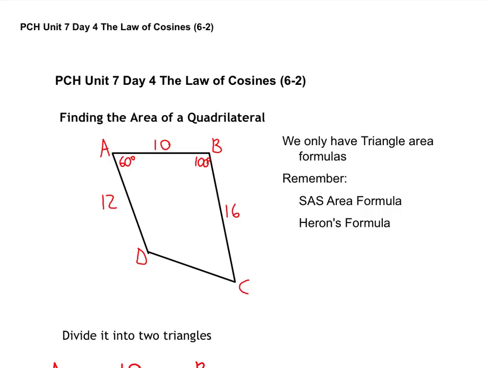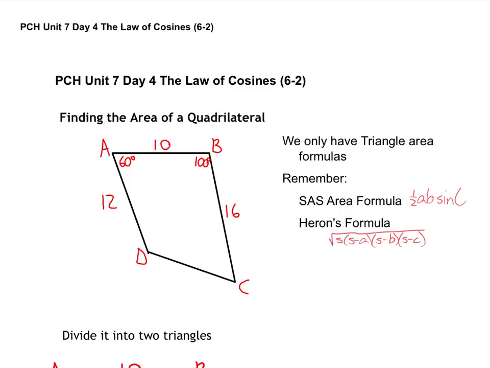Okay? Now, remember our area formulas that we have for triangles. The SAS area formula, we have 1/2 A times B times the sine of the angle between the two sides. And then we have Heron's formula, where the area equals the square root of S times S minus A times S minus B times S minus C. So those are the two area formulas that we have so far. And really those are the only area formulas we're going to use.